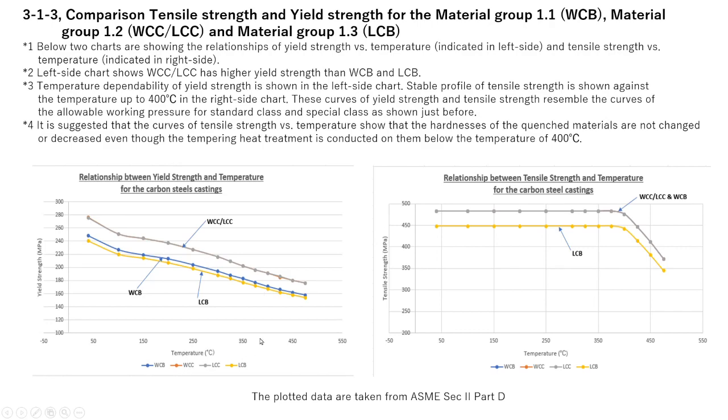So, low temperature tempering: if heating up to 350 degrees in the tempering process, the yield strength decreases, in the case of WCC, from 280 megapascal to 200 megapascal. The balanced internal stress is also reduced to 200 megapascal.